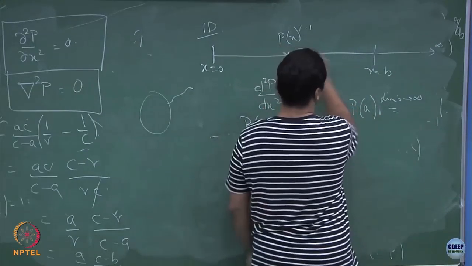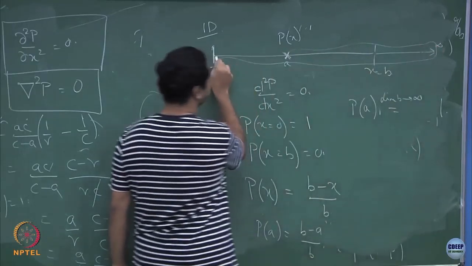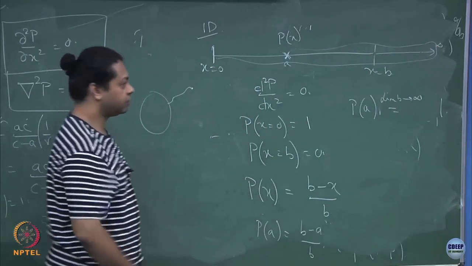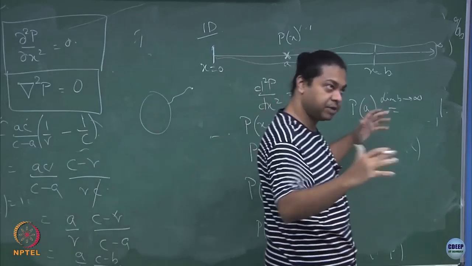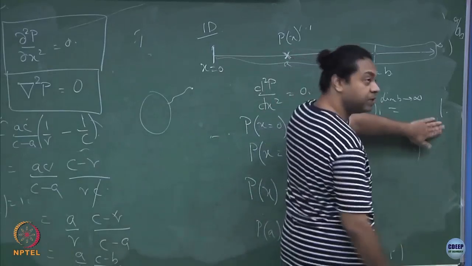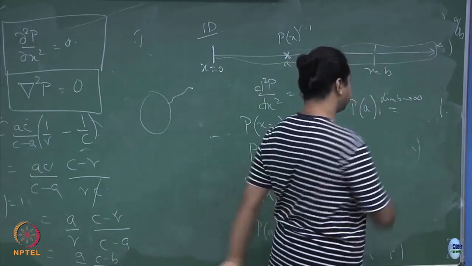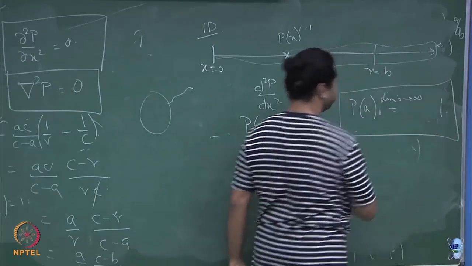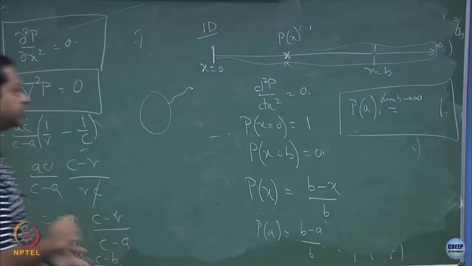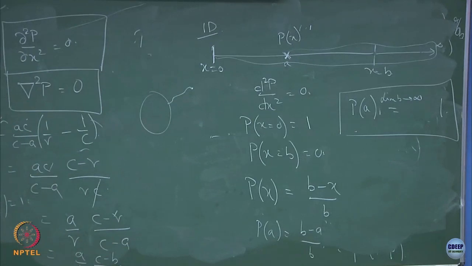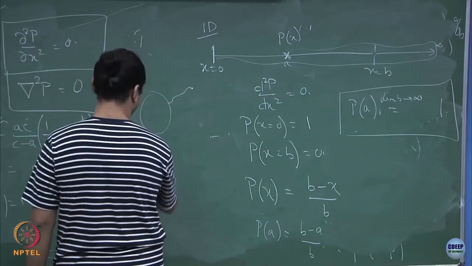It might wander off very far, but it has to come back and get absorbed over here. So, if you calculate the time of absorption, that may be large, but if you calculate the probability of capture in the limit that b goes to infinity, that is necessarily always going to be 1. In a 1D case, you are bound to have a capture, whereas in a 3D case, you are not. In a 3D case, this is a by b.